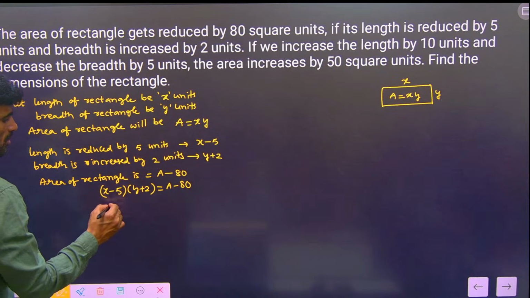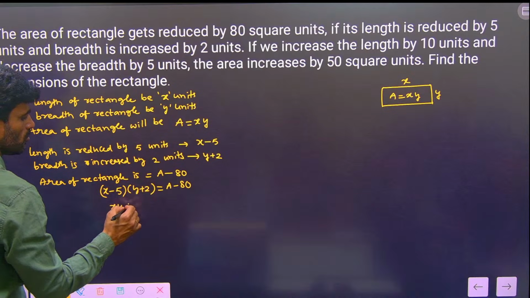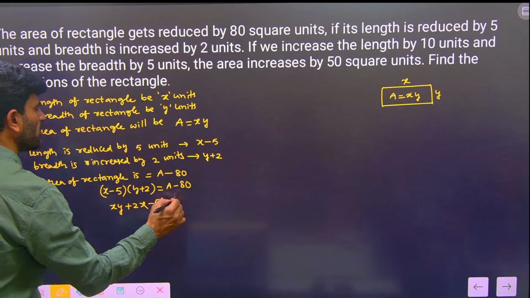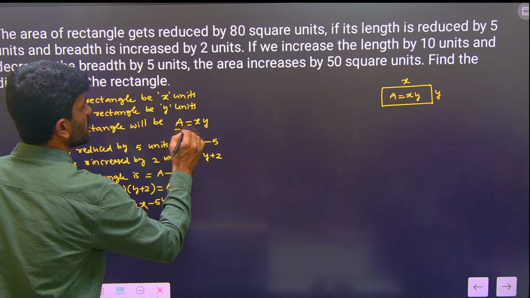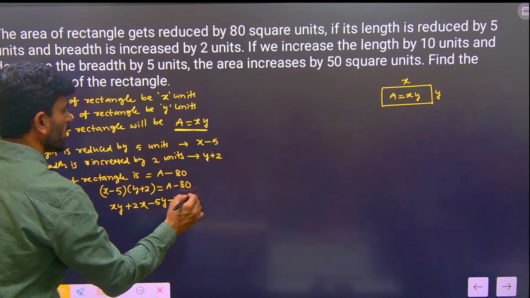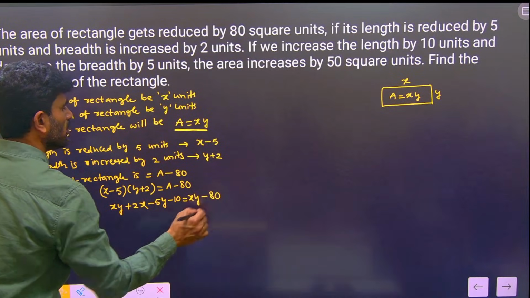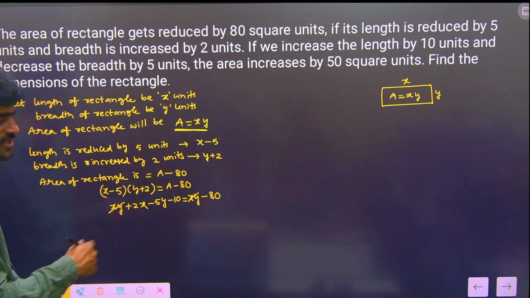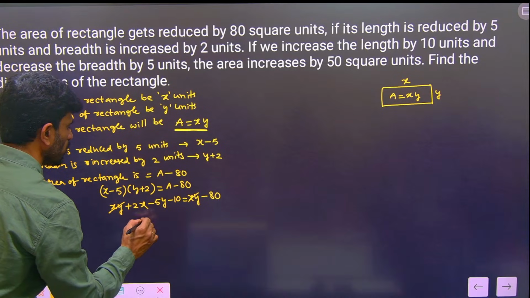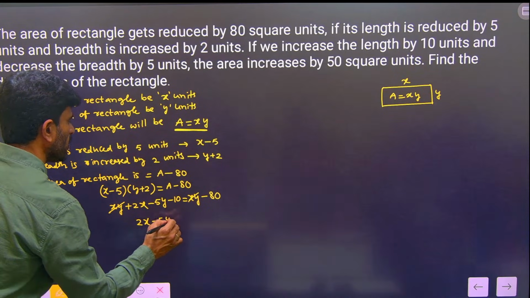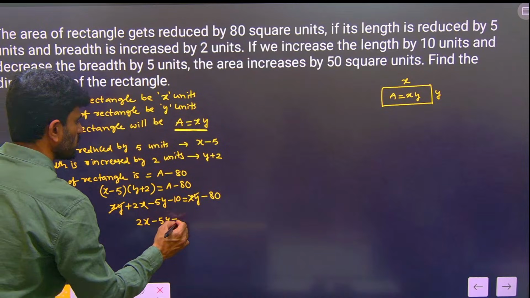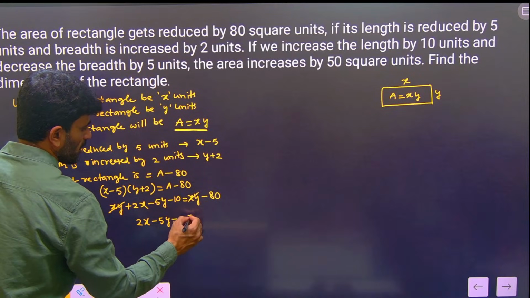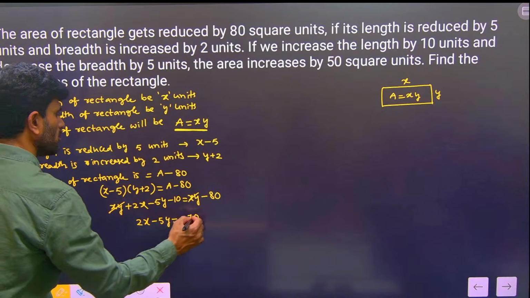Now we should multiply here: x into y, xy; x into 2, 2x; minus 5 into y, minus 5y; minus 5 into 2, minus 10. A is what? A is given here as xy, so we can substitute it here: xy minus 80. On both sides xy we can cancel. Now what is the equation? 2x minus 5y minus 10 equals minus 80. We transpose: minus 80 plus 10 will become minus 70. So 2x minus 5y equals minus 70. This is equation 1.